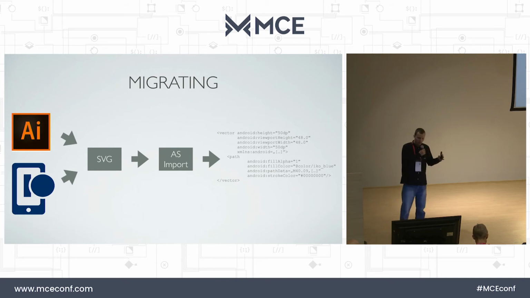Then when we have our SVG, we still have to convert it to this Android vector drawable format. There are a few ways of doing that. The first one is the built-in Android Studio tool, called Vector Asset Import or something like that. We used that for most of our graphics, and it worked pretty well. Sometimes we had some problems with some SVGs.